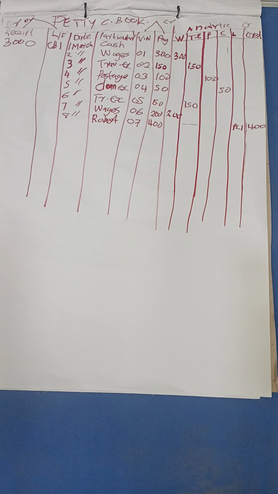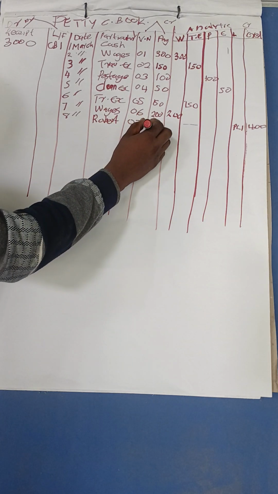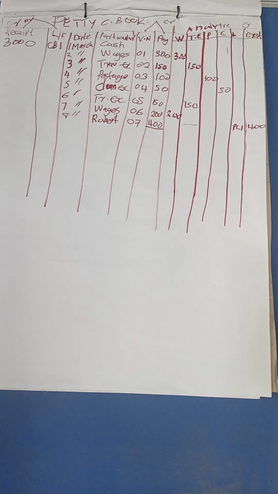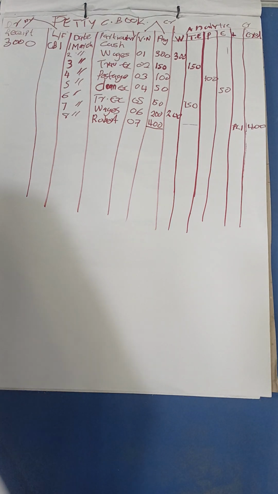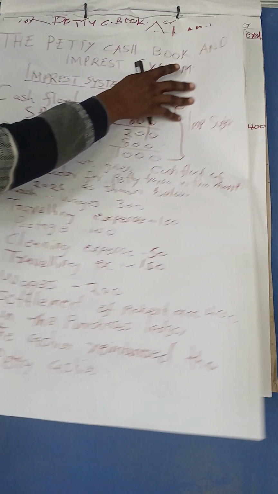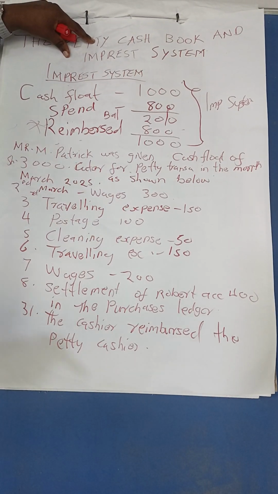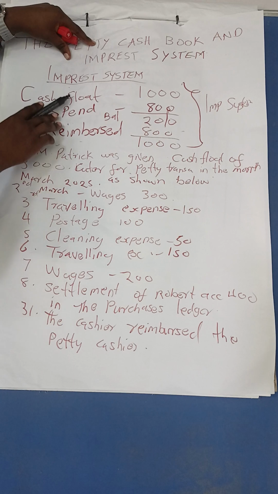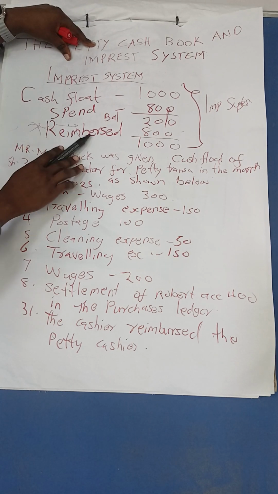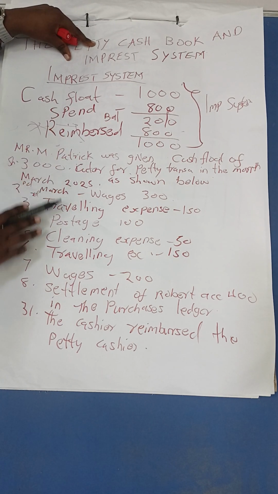But remember, the petty cashier was done what? Was reimbursed. Now, if the petty cashier was reimbursed, we remember I said under the Imprest system that you will never be reimbursed the money you have not spent. If you have spent 200, we are going to reimburse you with 200. If you have spent 300, we are going to reimburse you with 300. The same way I had explained under the Imprest system.